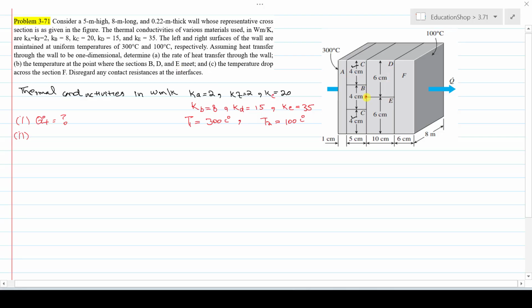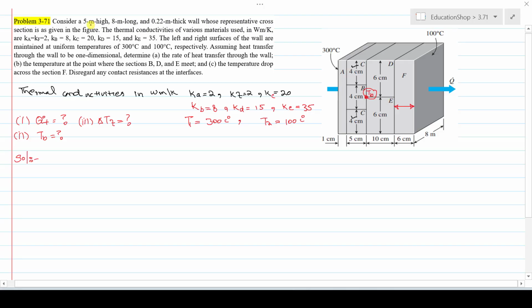So here we need to calculate the temperature. This is TB, which is our requirement in the second condition. In the third one we need to find the temperature drop across section F. So how much temperature drop occurs across this section F? This is delta T F, let's say. Now come toward its solution.